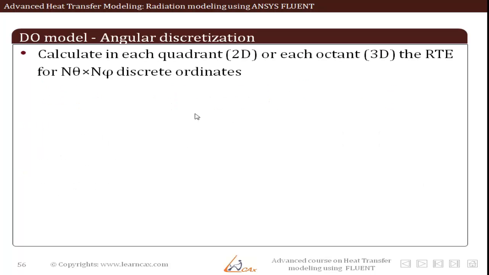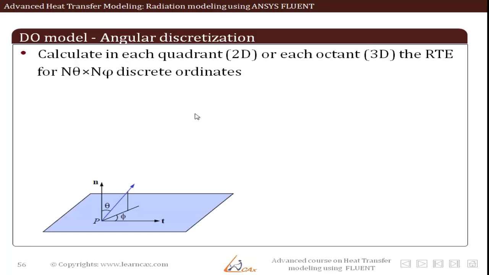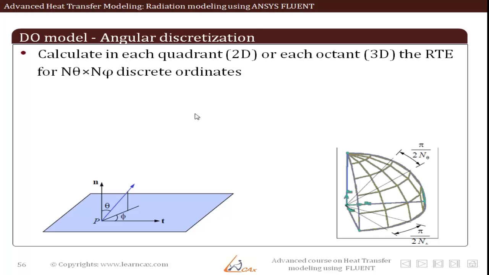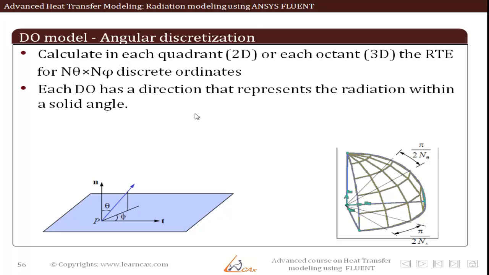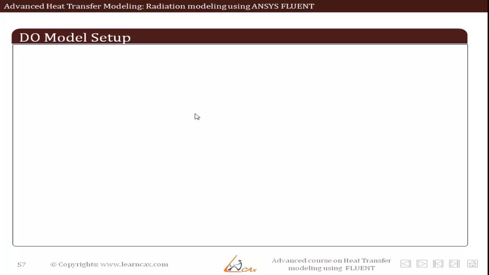Similar to the finite volume grid which we generate for any CFD model, for the DO model an angular discretization is done. For 2D this is done in each quadrant, and for 3D it is done in each octant. And n theta by n phi discrete ordinates are created, which is like an angular grid rather than a structural 3D or 2D grid. We can control the density of this angular discretization as well, similar to the way we control the density of any mesh.